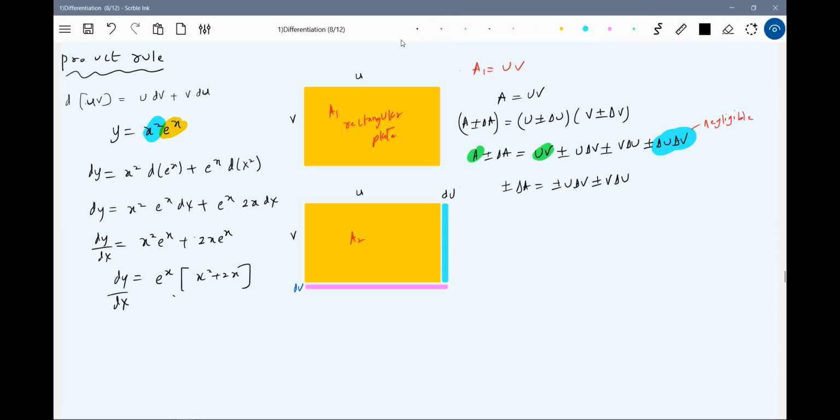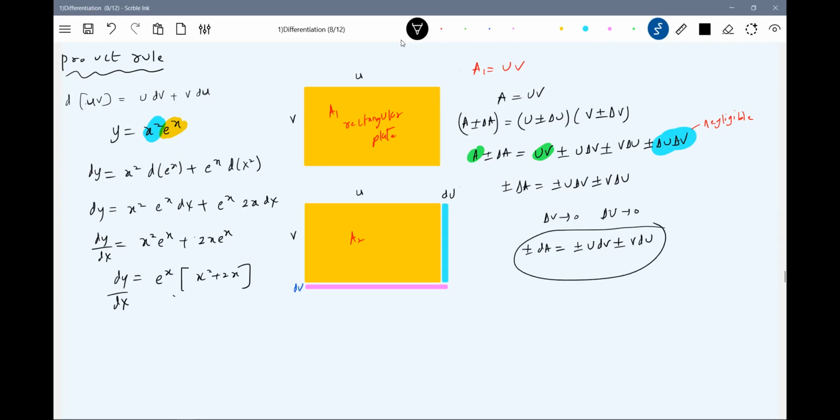Delta u very small, delta v very small, the corresponding change will be still smaller. Now let delta v tend to 0, delta u tend to 0. Then this will become plus or minus dA equal to plus or minus u dv plus or minus v du. This is the product rule.